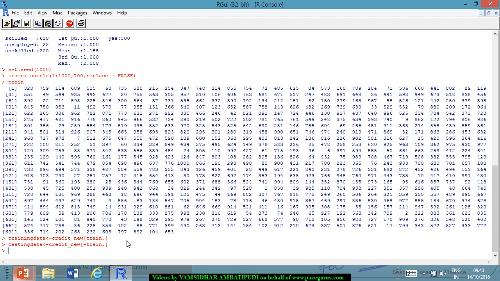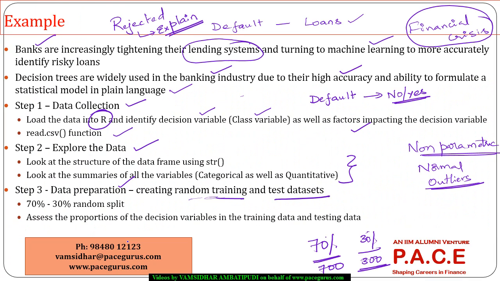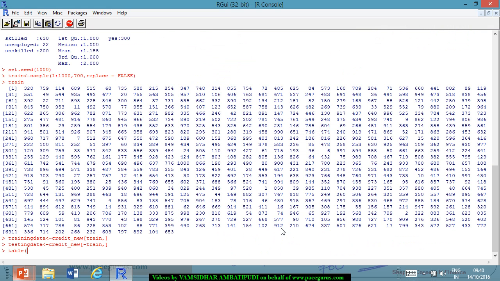So probably I can create a table now. Here I am assessing the proportion of the decision variables in the training data and the testing data. Overall we have found that 700 people did not default and 300 people have defaulted. So overall it is like 30% of the population have defaulted on the loan. But I want to see that proportion within the training data as well as in the testing data. If I look at one of them, I can make out the other.